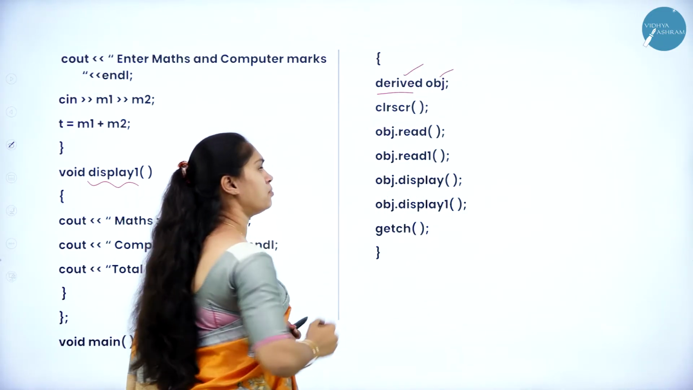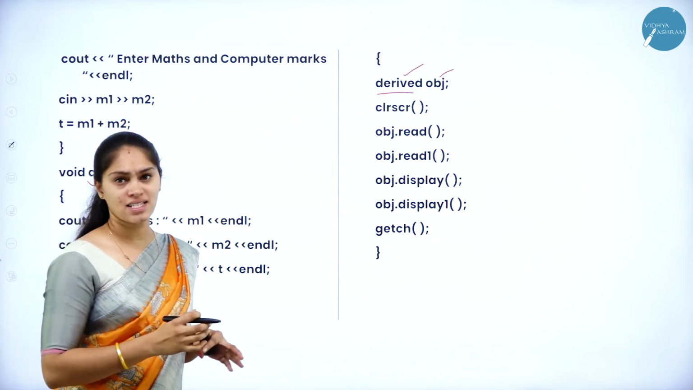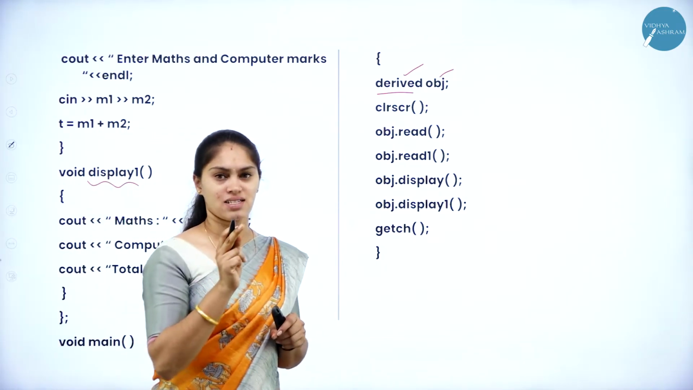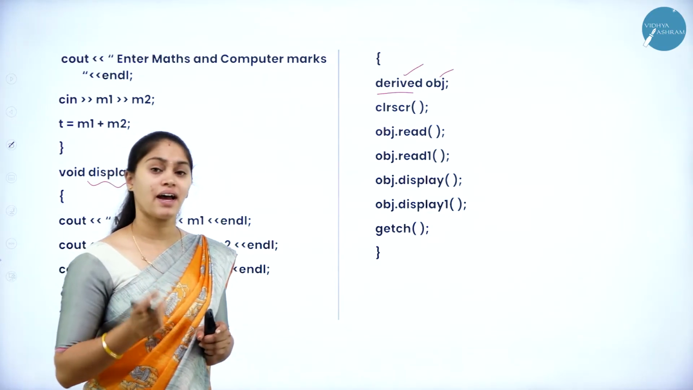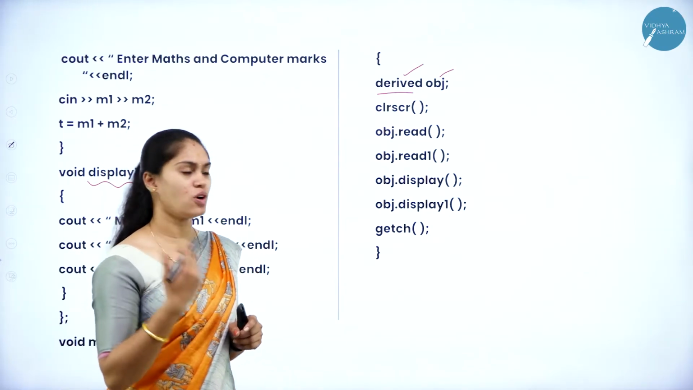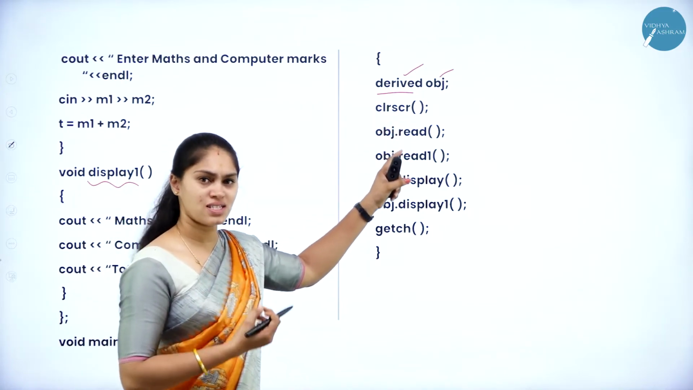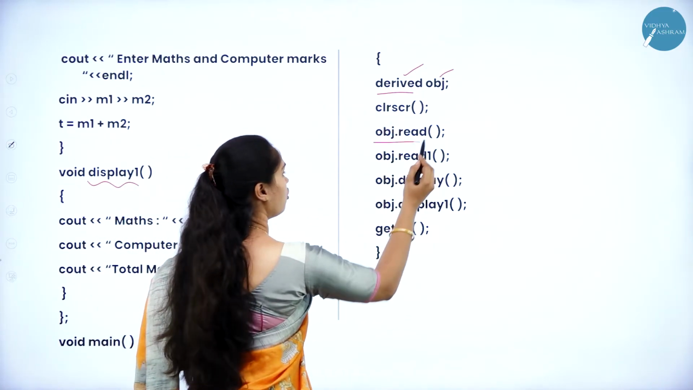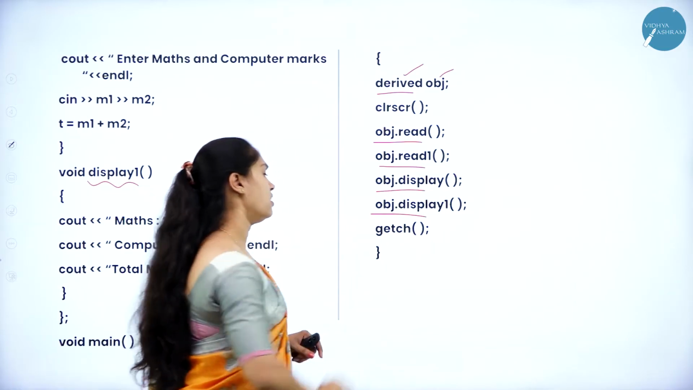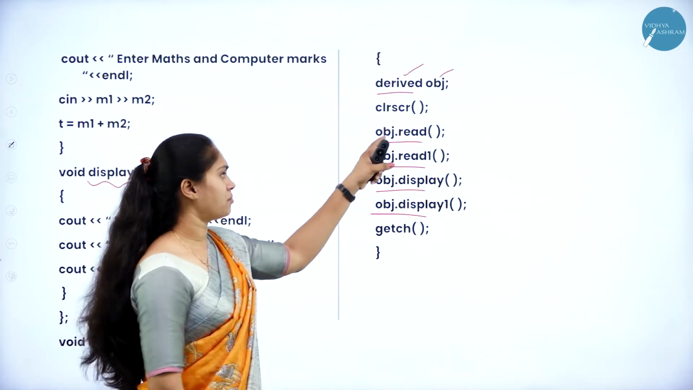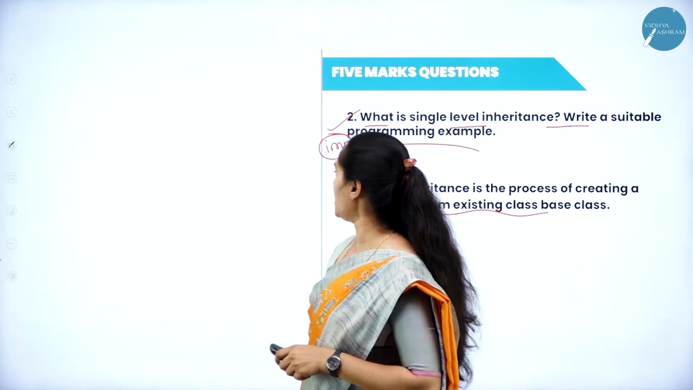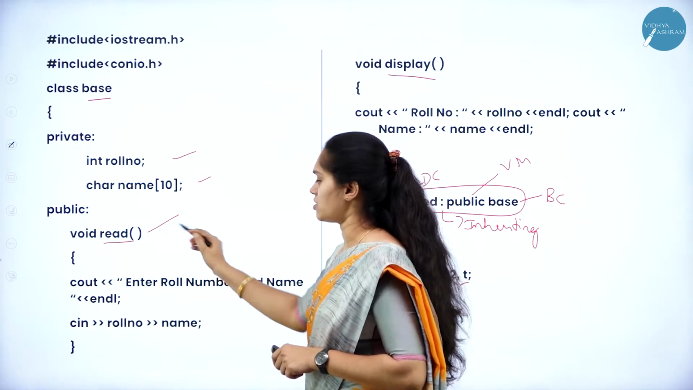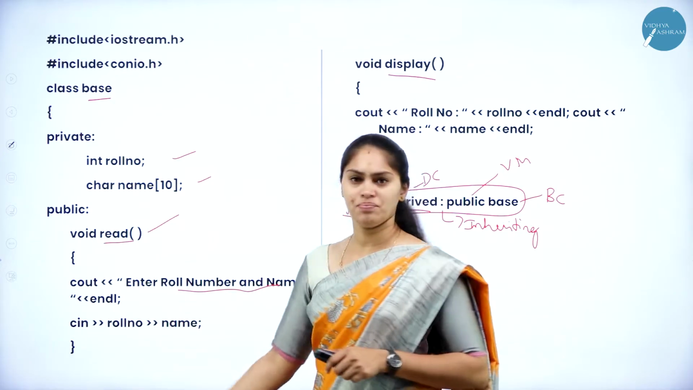So with the help of this obj, I can access the content of a base class. In the base class, I have read and display. In the derived class, I have read1 and display1. So with the help of the object of this derived class, I am accessing the content of the base class as well as the derived class. When I write obj.read, the control will reach this location, and it will take a roll number, name, everything.